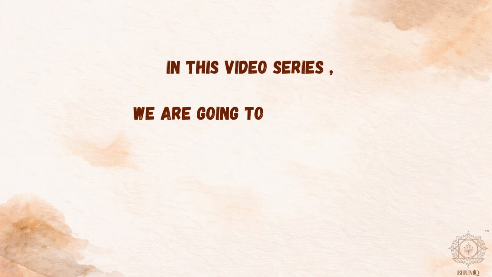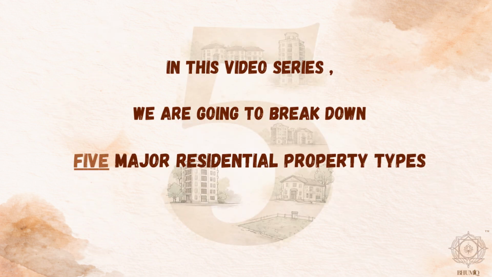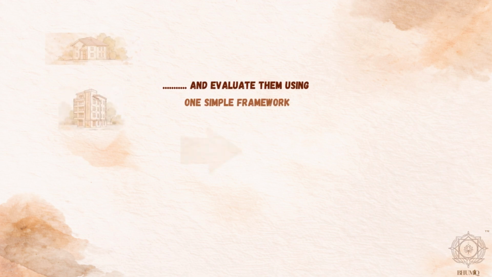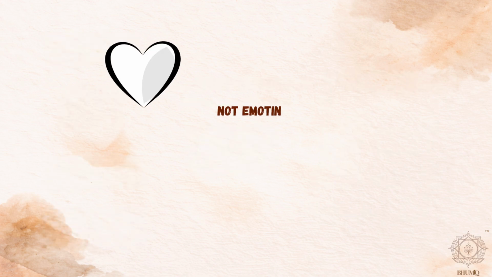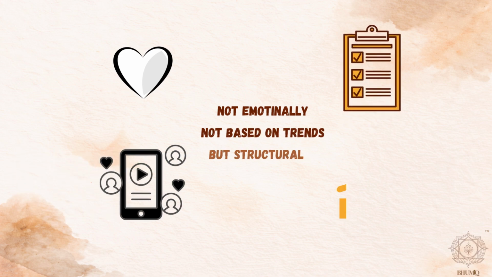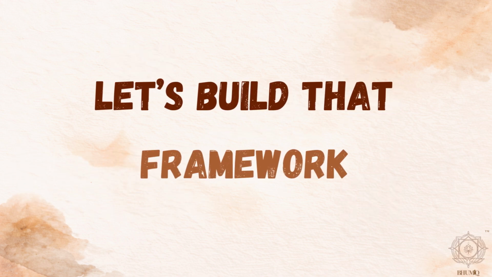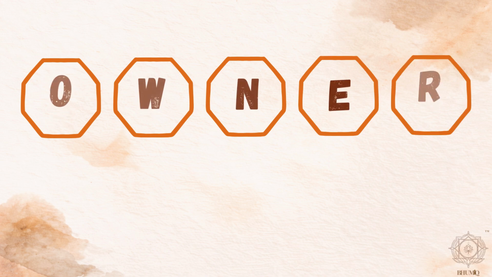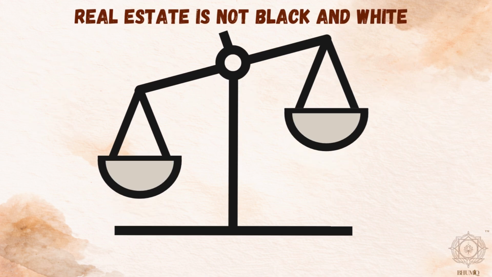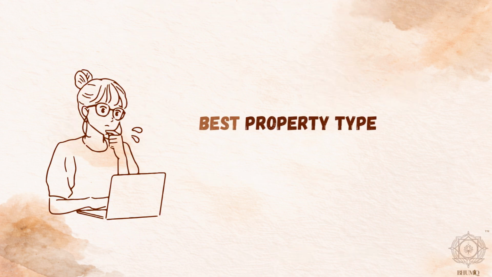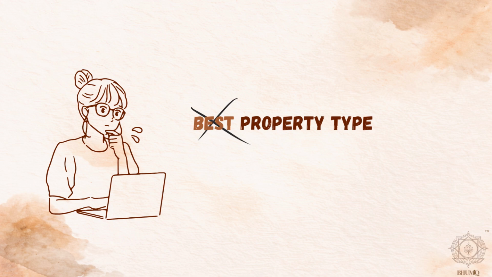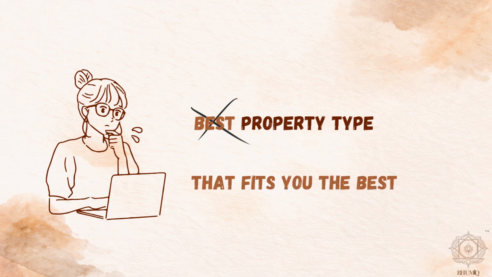In this video series, we're going to break down 5 major residential property types and evaluate them using one simple framework. Not emotionally, not based on trends, but structurally. Let's build that framework first. It's called owner. Real estate is not black and white, it's a series of trade-offs. So don't watch this video looking for the best property type. Watch it looking for the one that fits you the best.